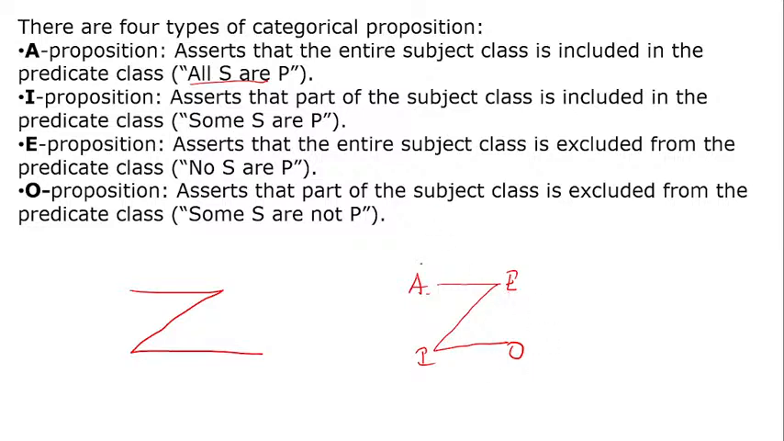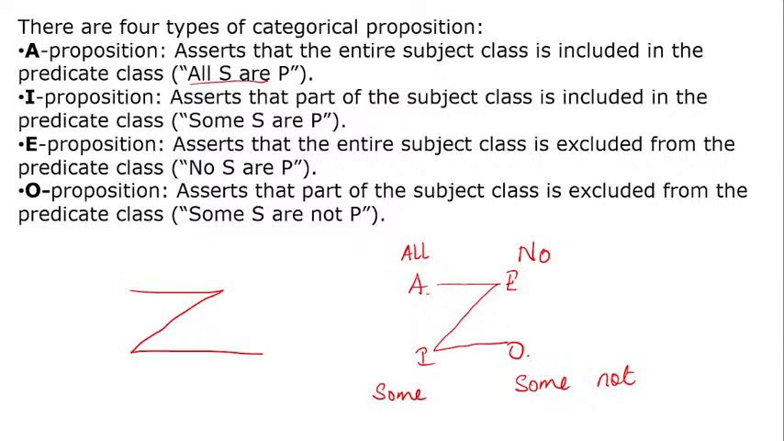So now my students, do you know what is A? A means all statements, the statements that start with all. E means the statements that start with no. I means the statements that start with some, and O means the statements that start with some and have not in it, meaning some-not statements. Right? So A is all, E is no, I is some, and O is some not. So you have to draw a Z, and these are the four types of categorical proposition: A, E, I, and O.